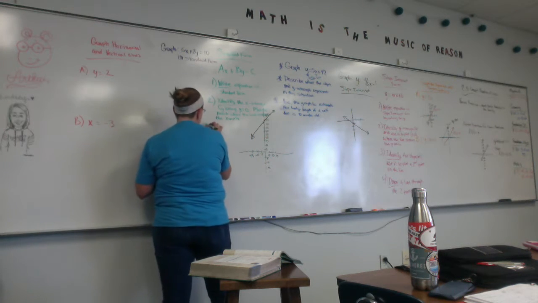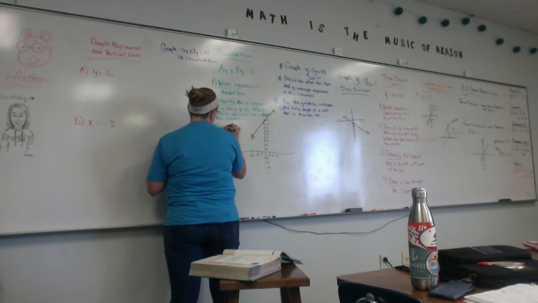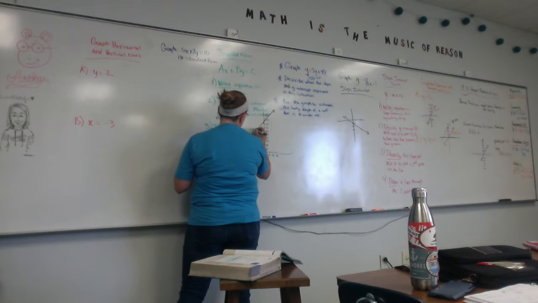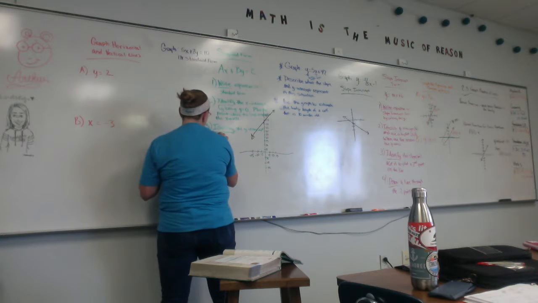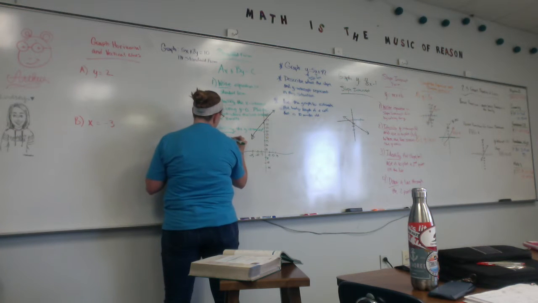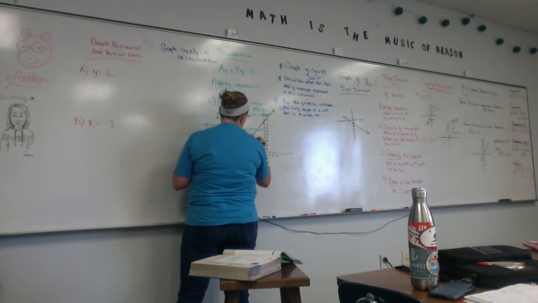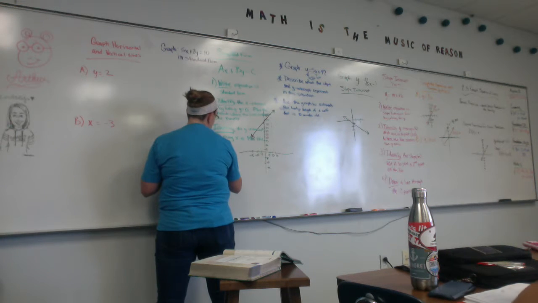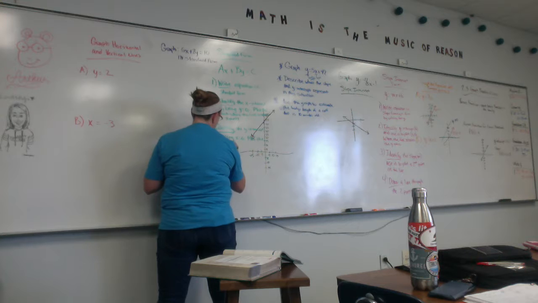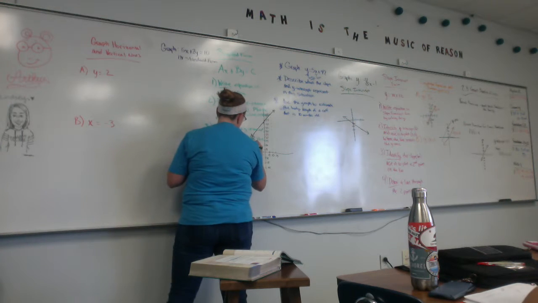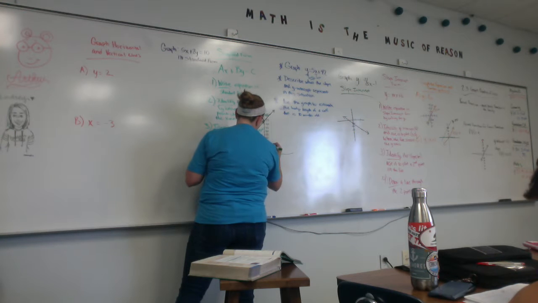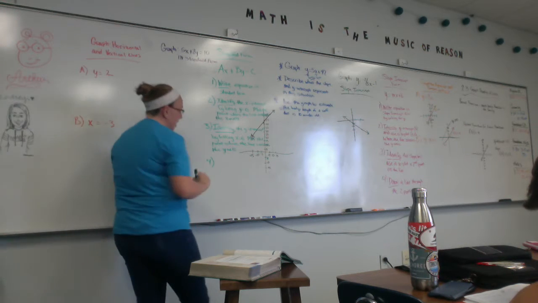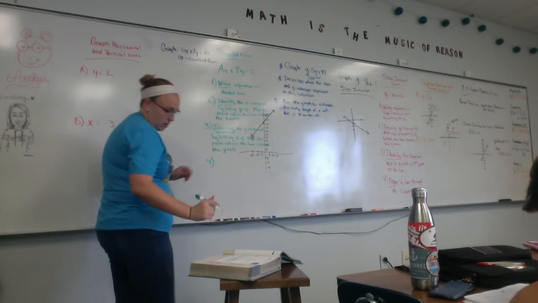Then step 3 is to identify the y-intercept by letting x equal 0, and then plot the point where the line crosses the y-axis. And finally, the 4th step is to draw a line through the 2 points.